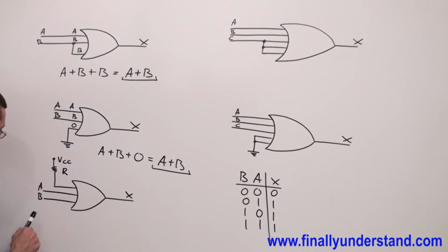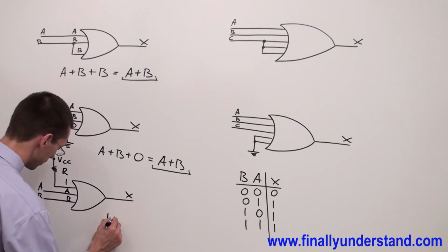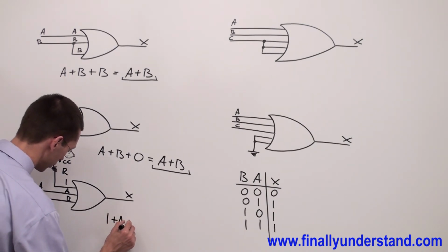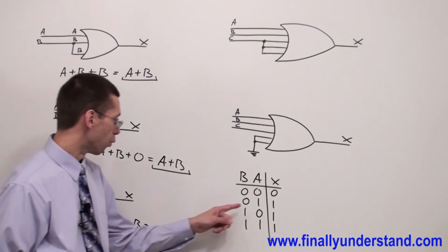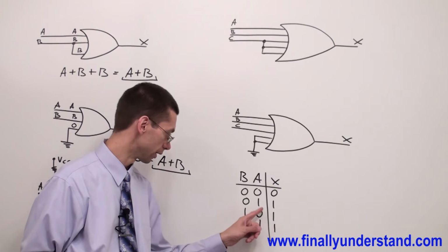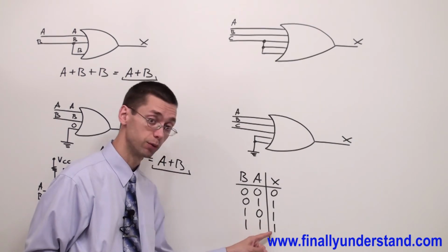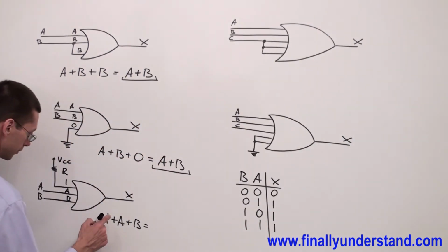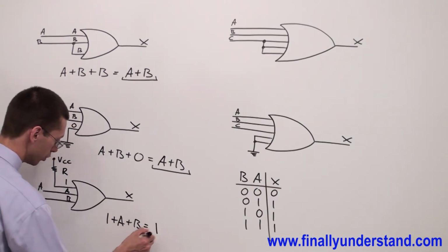Let's take a look at this one. We have pull-up resistor, and I'm going to have one over here. I have A, B. Let's take a look what we'll have over here. We have 1 or A or B. Look at the truth table. 1 or with anything gives me 1 at the output. One more time: 1 or with 0 gives me 1, and 1 or with 1 gives me 1. 1 or with A or B will give me also 1.